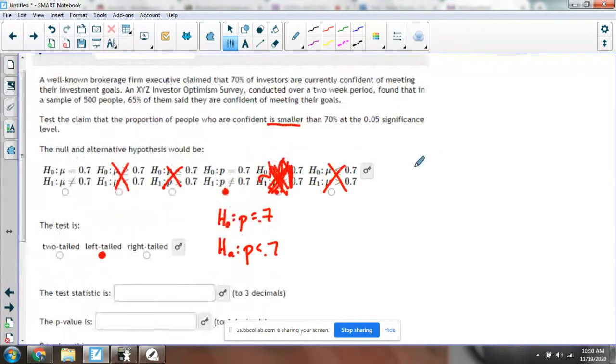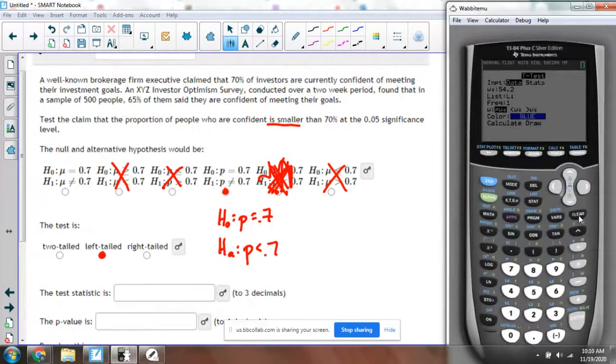All right, so now we're going to plug everything into the calculator. But now we're talking about a proportion. Before, they were about averages, means, mu's. So now we're going to use the same menu, stat, over to tests. We're not going to use a z-test or a t-test. We're going to use a one proportion z-test. So these are the only 3 we use: z, t, and one prop z-test.